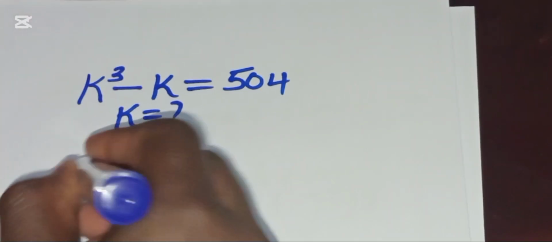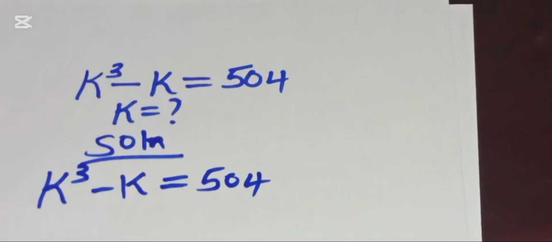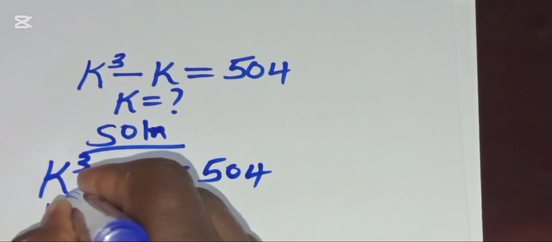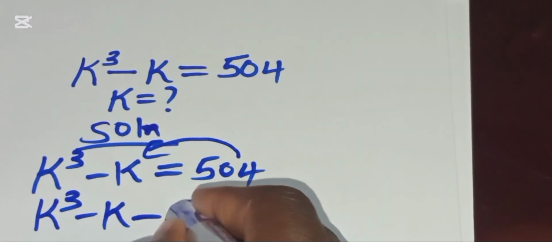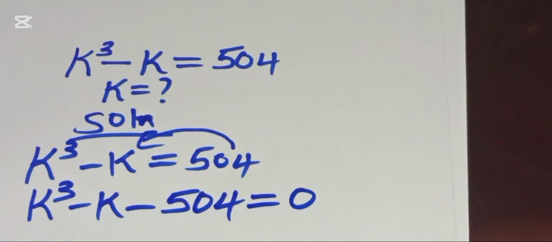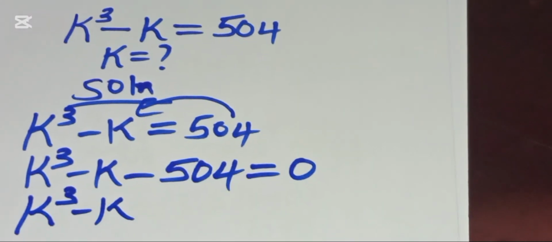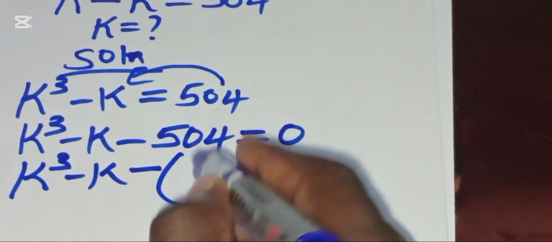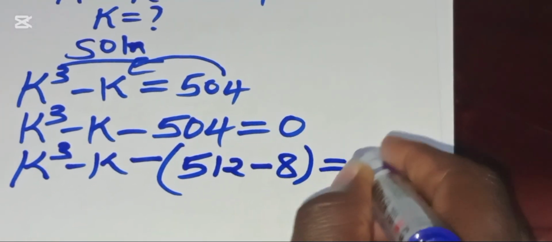k raised to power 3 subtract k is equal to 504. Okay, now from what we have here, we take this 504 to the left hand side so that we have k cubed minus k minus 504 equal to 0. Now we find that 504 can be expressed as 512 subtract 8.